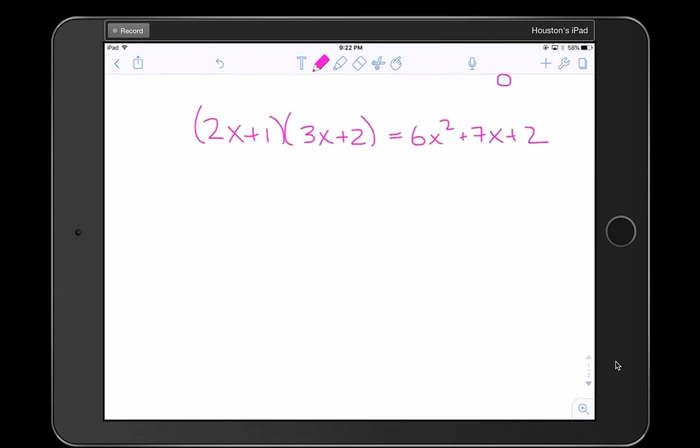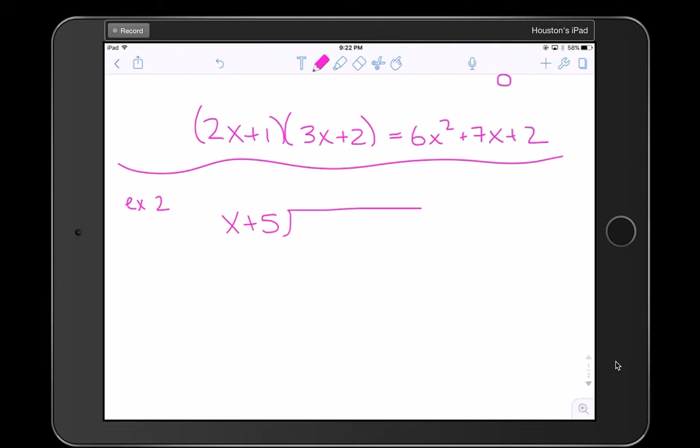Let's do another example. Let's take 4x squared plus 23x minus 16, and we're going to divide that by x plus 5.